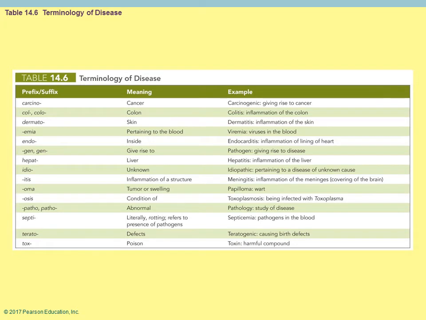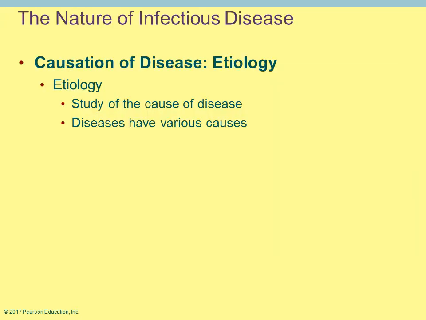This just shows terminology of diseases, things such as, let's see, carcino means cancer. Toxic is going to refer to poison. If it ends with itis, that means it's an inflammation of it. So that's going to help you when you get into a medical terminology course.